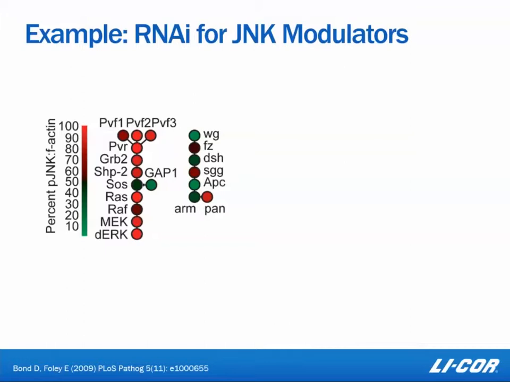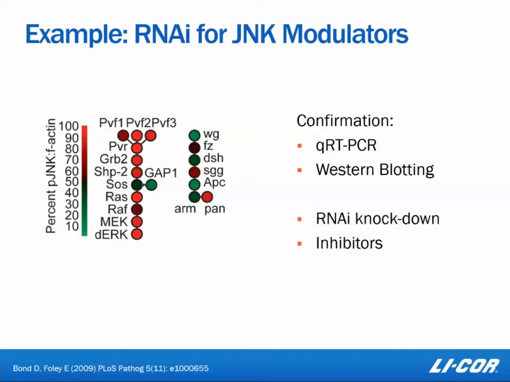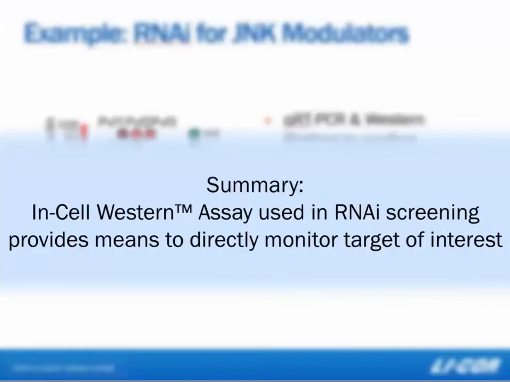So from here, the group was able to further confirm the results from the In-Cell Western assay by using techniques like qRT-PCR, Western blotting, and other pharmacological tools. So for this research group, they were able to utilize the In-Cell Western assay to directly monitor phosphorylation of JNK in an RNAi screen and quickly identify novel regulators to their pathway of interest.